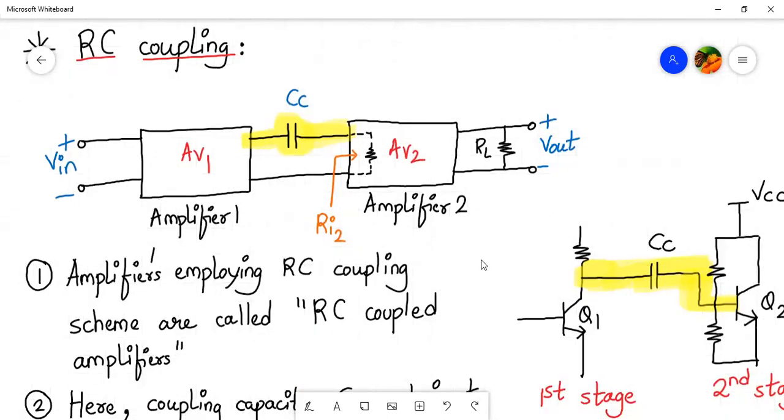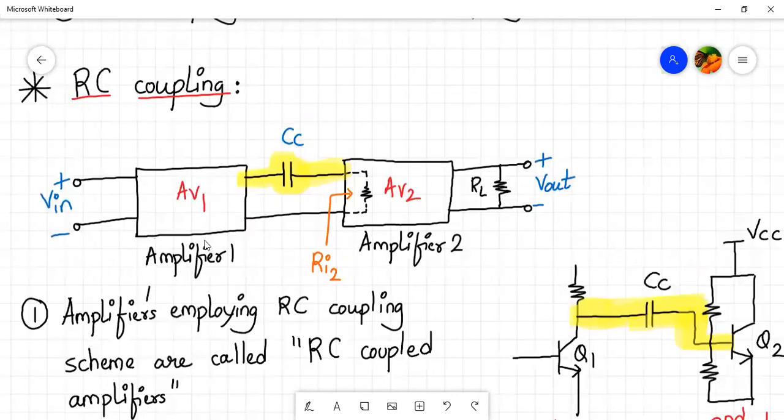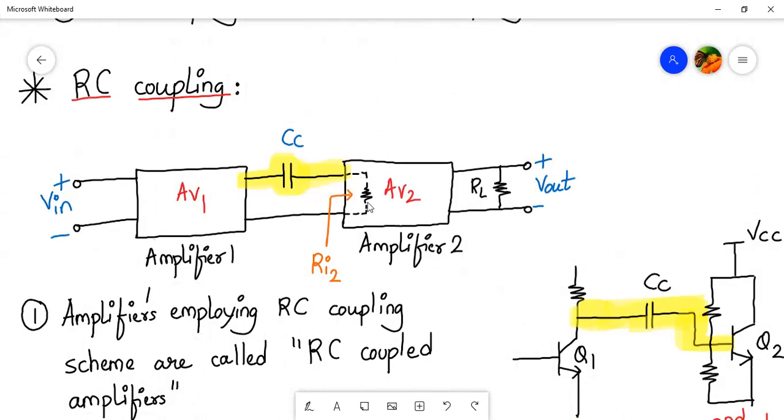Amplifiers employing RC coupling are called RC coupled amplifiers. Now let's say that you have a two-stage cascade. Stage one will have a gain of AV1, stage two will have a gain of AV2. We have applied input at the input of the first stage, and output is taken across the output of the second stage, and the load is there, right?